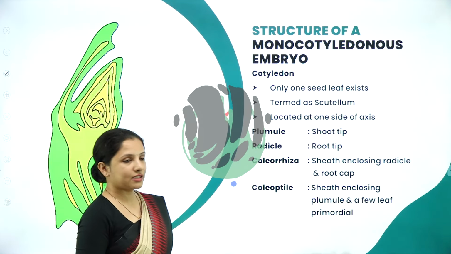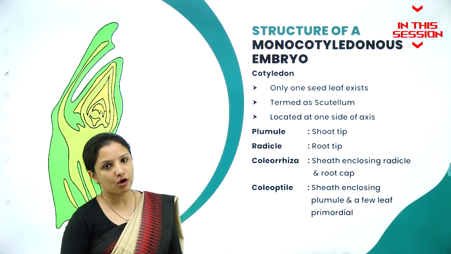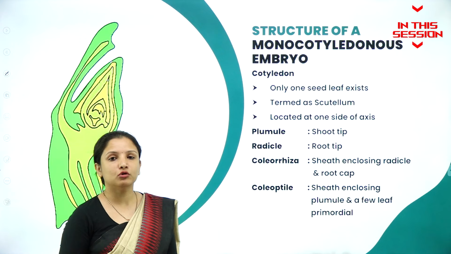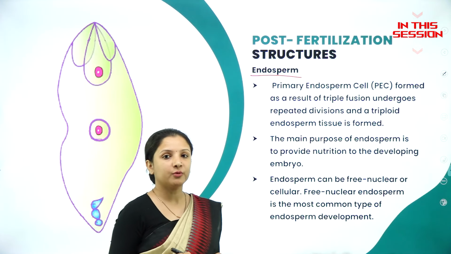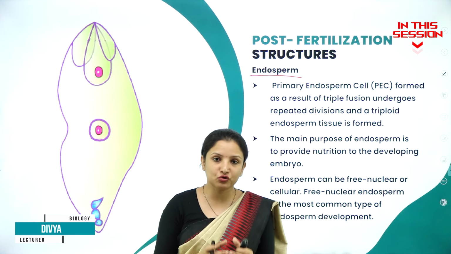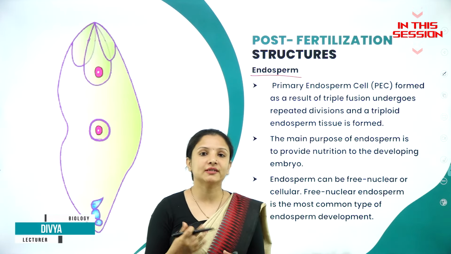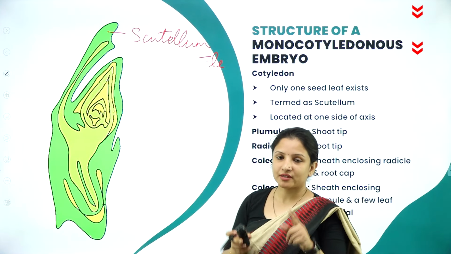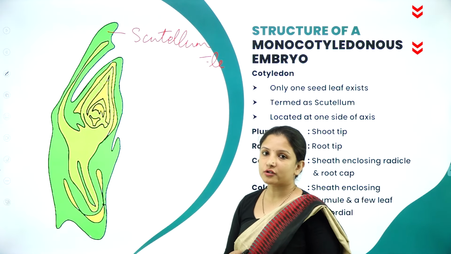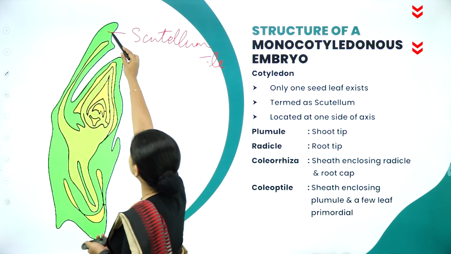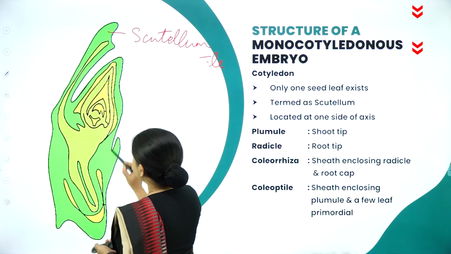Only one cotyledon exists in the case of monocot embryo. That is why it is called a monocot. Endosperm should get formed first because the endosperm is the nutritive tissue that provides all the nourishment that is needed for the developing embryo. Scutellum is nothing but the entire cotyledon of the monocot. So all these green shades that are there, it is the scutellum.